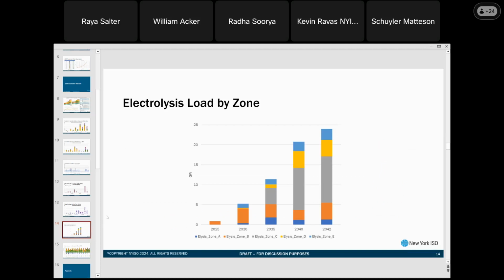And we also wanted to provide some information on the electrolysis load. Just a reminder, the electrolysis is able to be built within zones A through E. And this is how that breaks down on a zonal basis over time. The model has the ability to choose where the electrolysis load is being built. And so we can see a lot of that going into zone C, and then also spread amongst the other zones here.